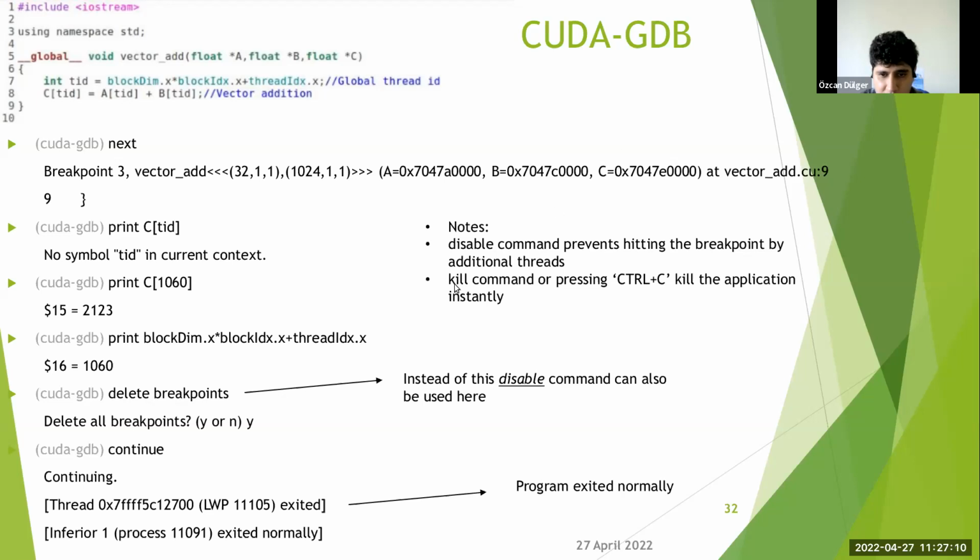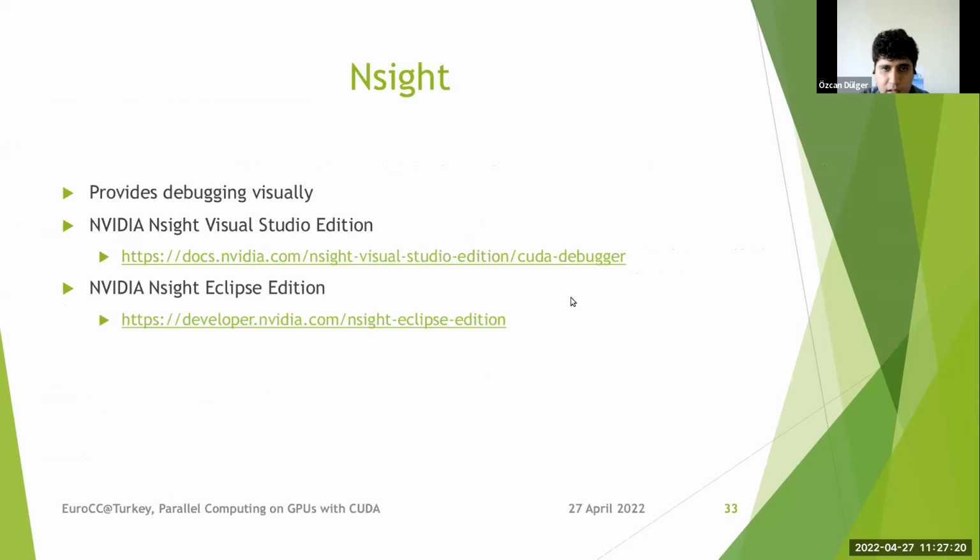And the kill command, or pressing Ctrl+C, kills your application instantly. And the third debugger is Insight, but I will not go over it today. It provides debugging visually. There are two types of environment: NVIDIA Insight Visual Studio Edition and NVIDIA Insight Eclipse Edition. You can get detailed information via these websites.